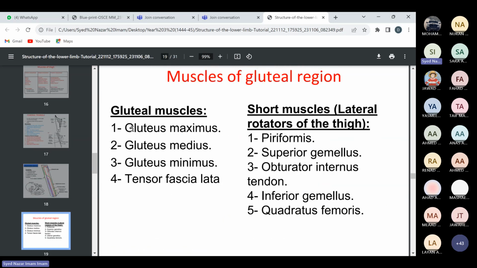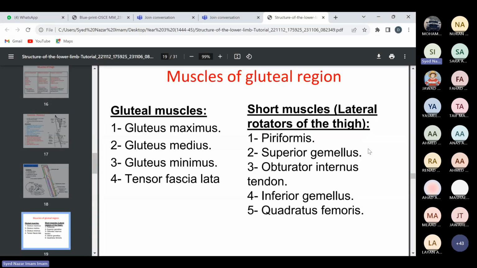This is the muscles of the gluteal region. The main muscles are the gluteal muscles that we call gluteus maximus, medius, minimus, and tensor fasciae latae. Some are the lateral rotators of the thigh. What are the short muscles? The piriformis, superior and inferior gemellus, obturator internus, and quadratus femoris. These muscles are attached to the greater trochanter, the superior border of the greater trochanter, and they all are the lateral rotators of the thigh.